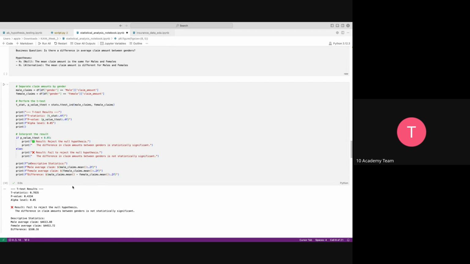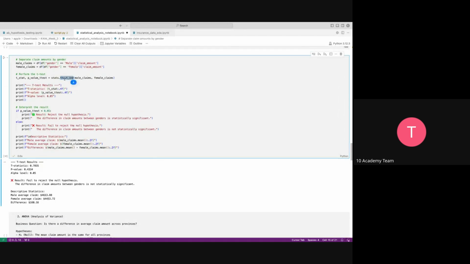So our null hypothesis normally would be that there is no difference between the male and the females, and the alternative hypothesis is going to be that the male claim amount is different from the female. The mean or the average claim is different for the male and the female.